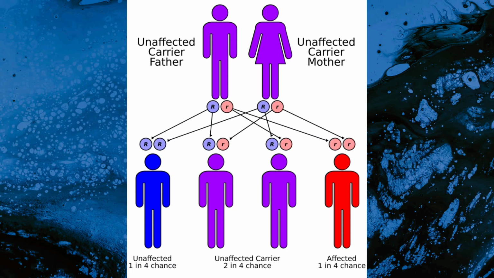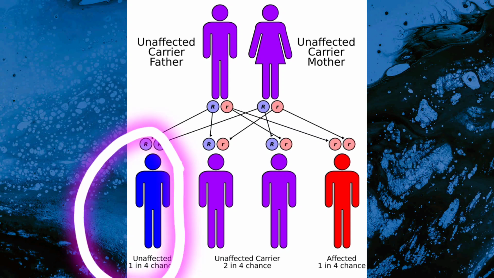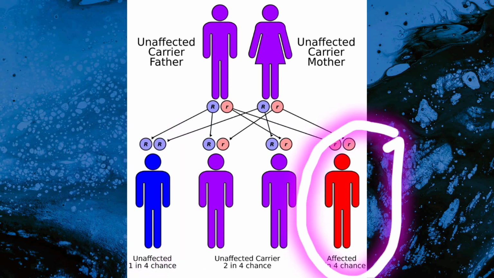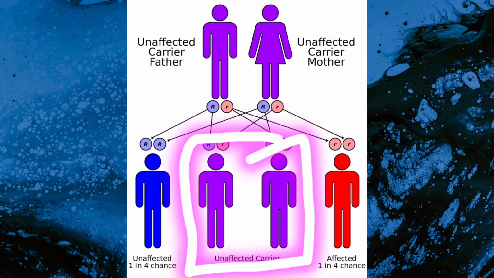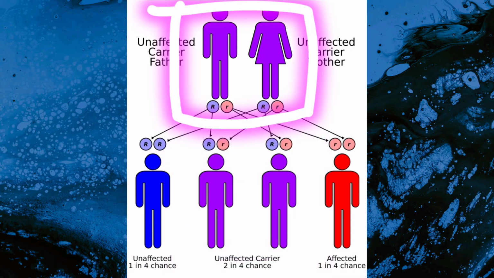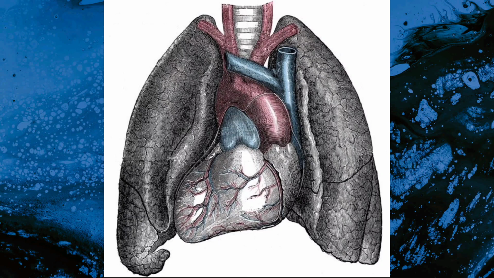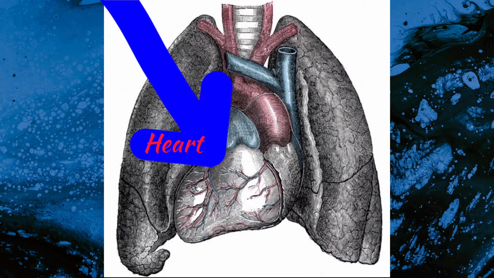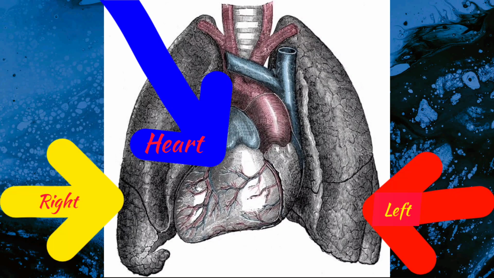In transmission of autosomal recessive disorders, usually 25% of the children are unaffected, 25% of the children are affected, and the remaining 50% of the children are unaffected but they are carriers like their parents. This is a graphical representation of dextrocardia where the heart is found to be situated on the right side of the body and lungs are reversed. The right lung is bilobed and the left lung is trilobed.